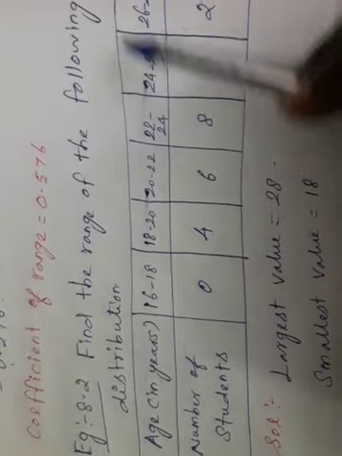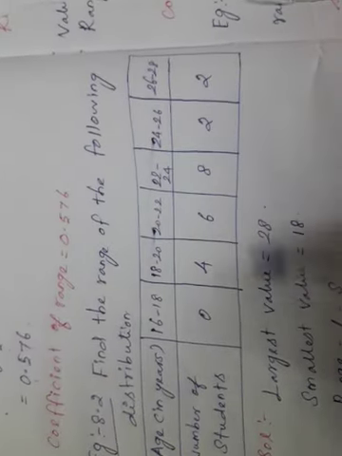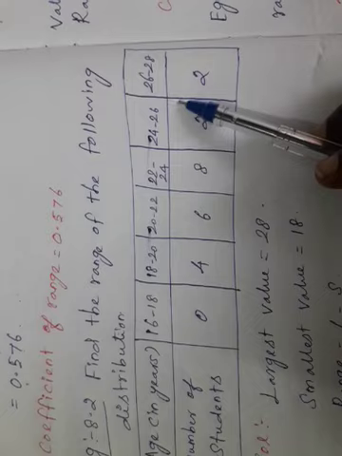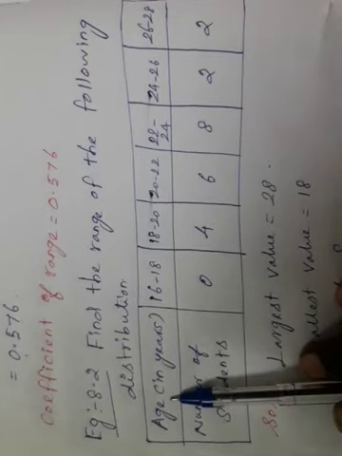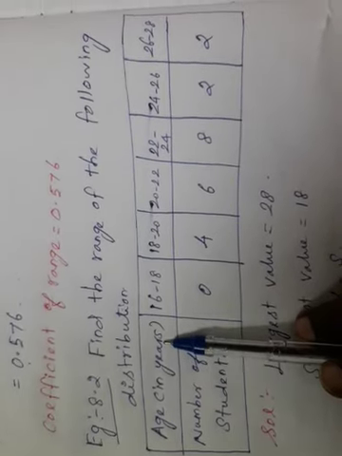Find the range of the following distribution. They are given in a box method like that. Using this box, you have to find out the range. Okay. What are they given? Age. They are given in years.